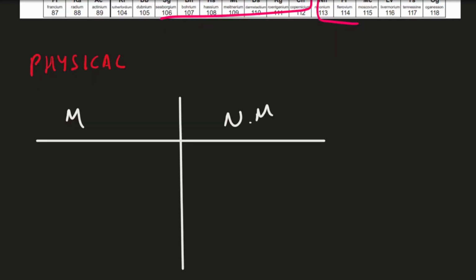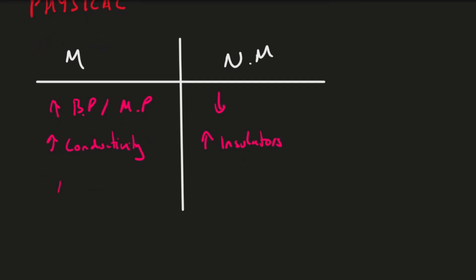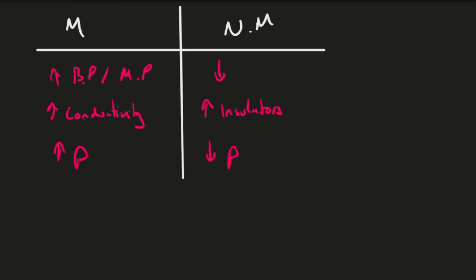So one thing we can say for a physical difference between a metal and a non-metal is the boiling point and the melting point. So generally metals have a high boiling point and melting point, and we'll use a different color, whereas non-metals seem to be a bit lower. We can also talk about the conductivity. So metals generally tend to be better conductors and non-metals are better insulators. Metals tend to have a high density, and we use the symbol ρ for density, and conversely non-metals have a lower density.